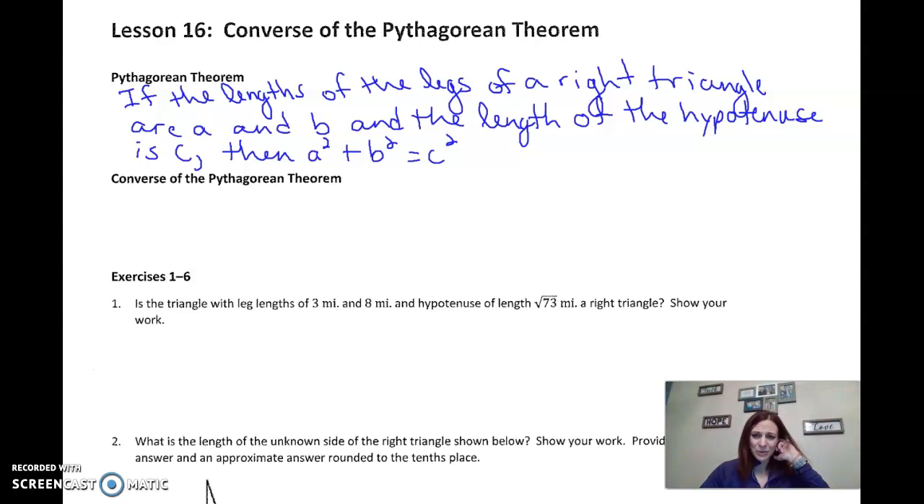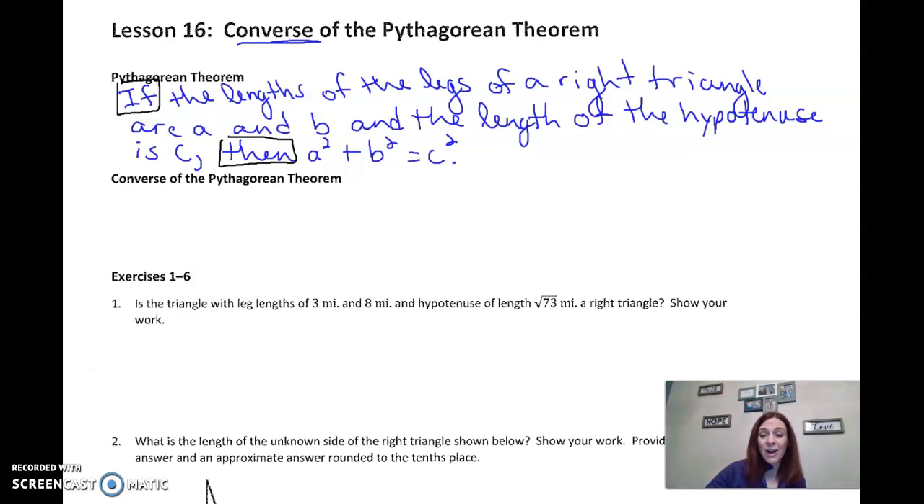Okay, and I know that seems really long, kind of confusing, but it's important because we want to talk about the word converse. And converses come into play, you'll learn later on, with if-then statements. So it says if the lengths of the legs of a right triangle, remember the legs are the ones that make up the right angle, are A and B, and the length of the hypotenuse is C, then A squared plus B squared equals C squared. Then we have that formula that we can use to find missing side lengths.